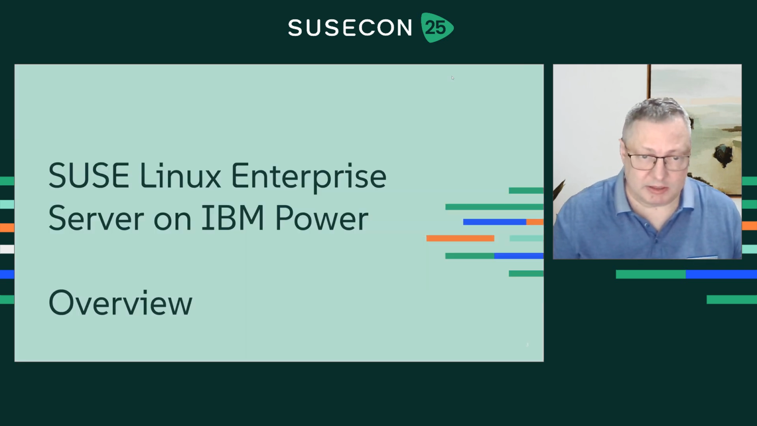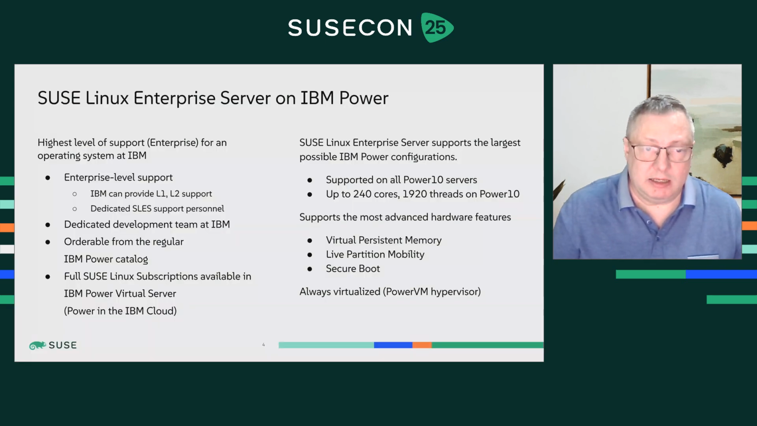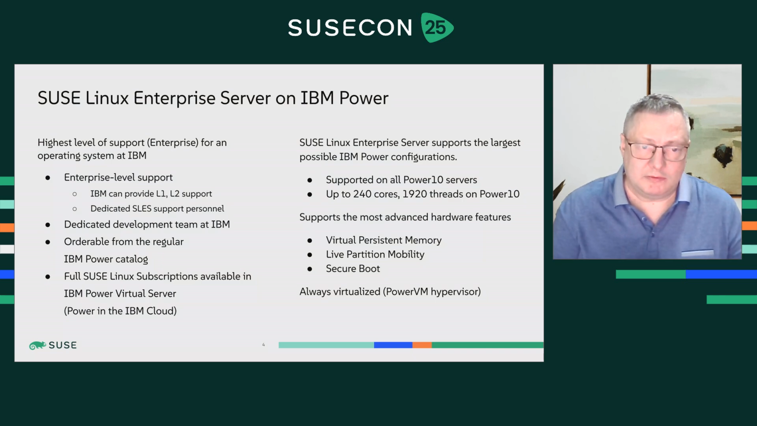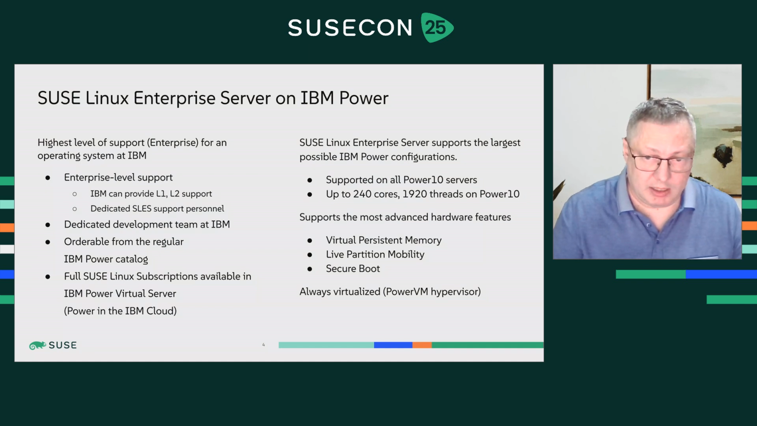So first, let's talk about SUSE and SUSE Linux Enterprise Server. At IBM and IBM Infrastructure, SLES is one of the most privileged operating systems in the sense that it has the highest level of support by IBM, enterprise support. What does that mean? It means that we support it for mission critical deployments, that IBM can provide level 1, level 2 support, because level 3 is always provided by SUSE.